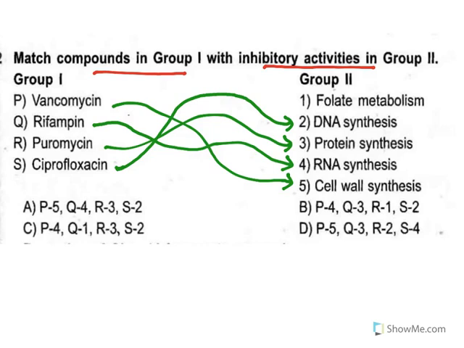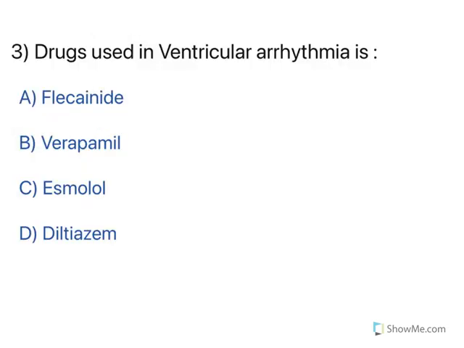So, let us see, P goes to 5 and then Q goes to 4. So, the option is this one. And puromycin R, protein synthesis inhibitor, ciprofloxacin, DNA synthesis inhibitor. So, the right answer is option A. Moving to the next one.